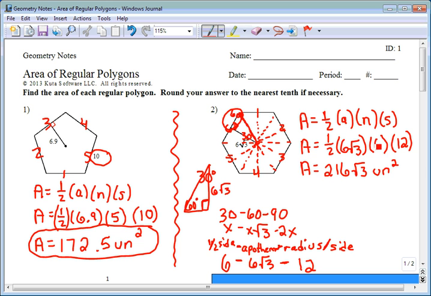But I'm going to double check the directions, and the directions say to round to the nearest tenth. So I can say that the area is approximately, and I'll just multiply the 216 times the radical 3, is approximately 374.1 units squared.